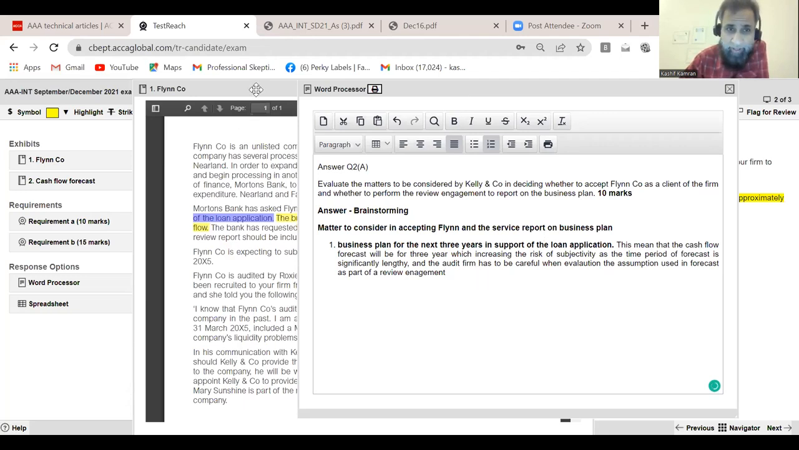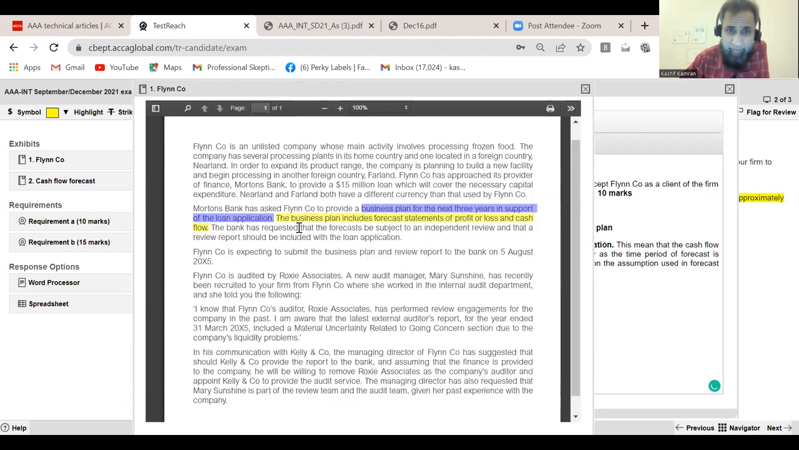Let's move back to my exhibit. Okay, the bank has requested that the forecast be subjected to an independent review and that a review report should be included with the loan application. So will bank be my intended user? Will bank be reading my report on the business plan? So can the bank make me liable if there is something wrong in the report? So do I know my intended users?